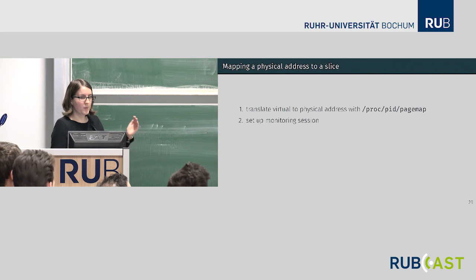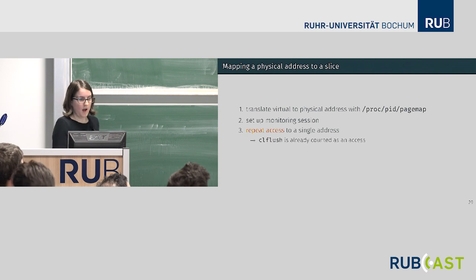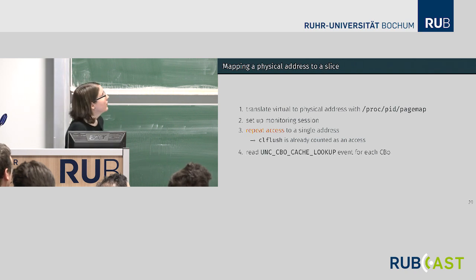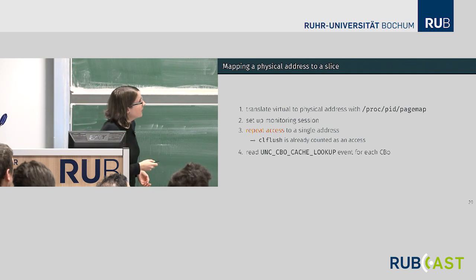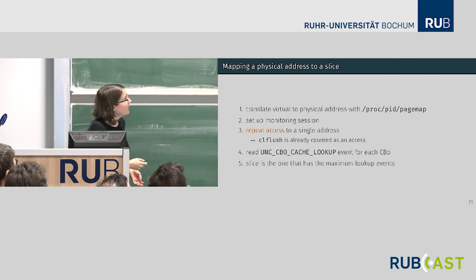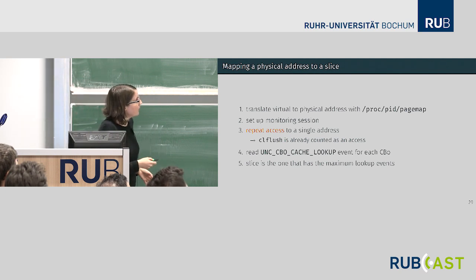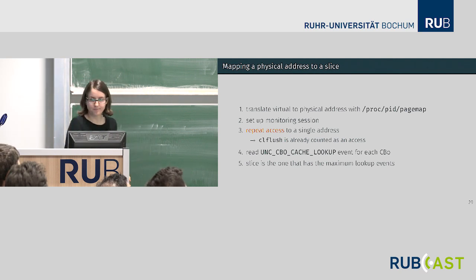So we're going to set up a monitoring session, repeatedly accessing one address and one address only. The thing is that the CLFlush instruction is already counted as an access, so it will be counted by this event in particular. We're going to read this event for each C-box. Then the slice that is mapped to the address is the one that will have the maximum lookup events.